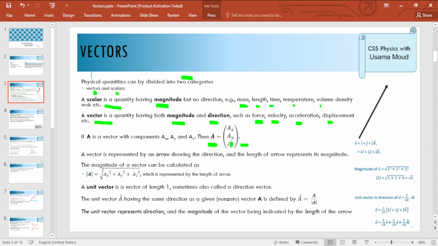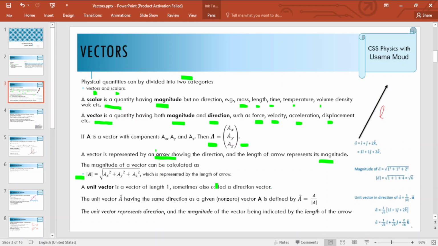Mathematically, a vector can be represented using this symbol. These are the three components. Graphically, a vector is represented by an arrow, and the length of the arrow gives us the magnitude of the vector. The magnitude can be calculated using this formula: x component squared, y component squared, z component squared, then the overall square root. So this is the length of the arrow.